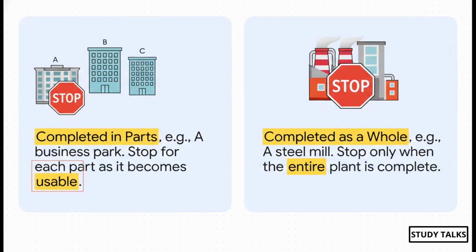If you're building a business park with 5 separate office buildings, as soon as building A is finished and ready to be used, you stop capitalizing interest for that part, even while you're still working on the others. But for something like a steel mill, where one part can't work without the others, you have to keep capitalizing until the whole shebang is complete and ready to run as one unit.